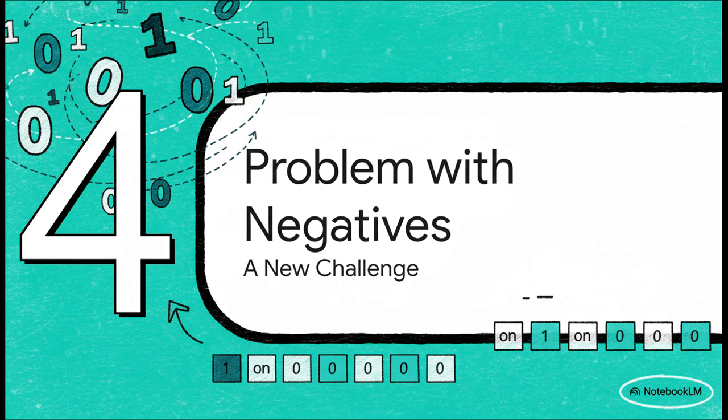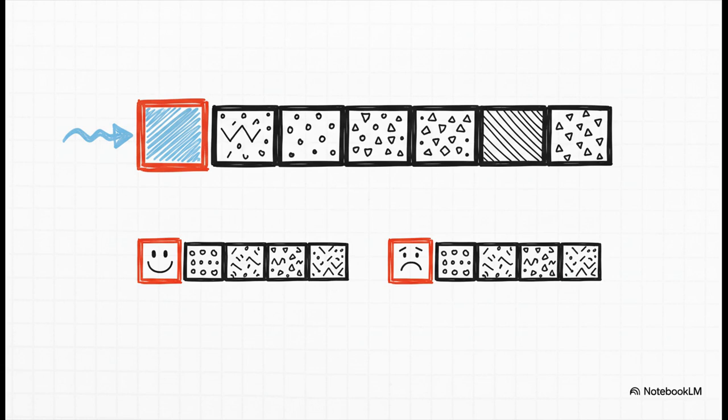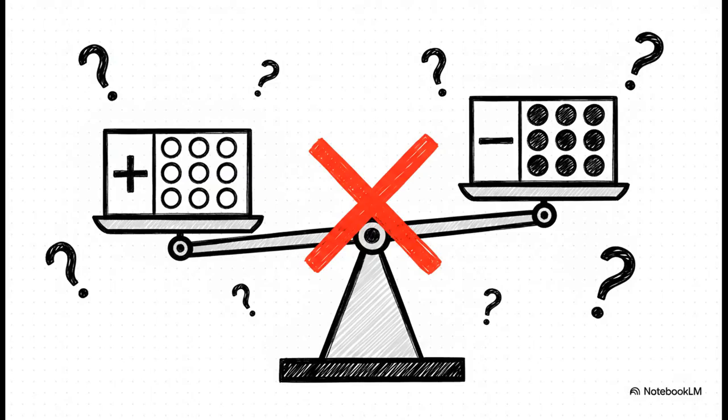This was a really tricky problem for early computer scientists to solve. And the solution they came up with was actually pretty clever. They decided to just sacrifice one of the bits. The very first bit in a number, the one all the way on the left, doesn't count towards the value anymore. Instead, it becomes a signpost. If that bit is a 0, the number's positive. If it's a 1, the number's negative.